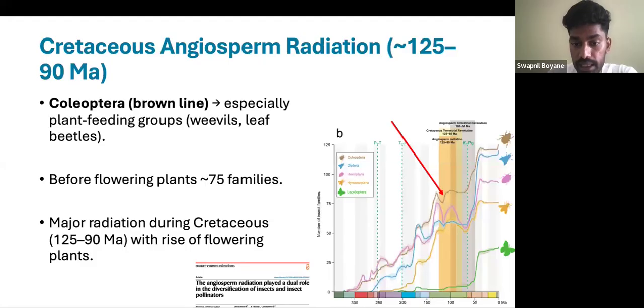Then as they evolved and reached the period where angiosperms started evolving, we had at that time 75 families, which I have marked with the red arrow. After having flowering plants, what you see is that they evolved very fast, and right now we have nearly 200 beetle families. So what made them successful? The answer is these flowering plants. That's what I mentioned before.